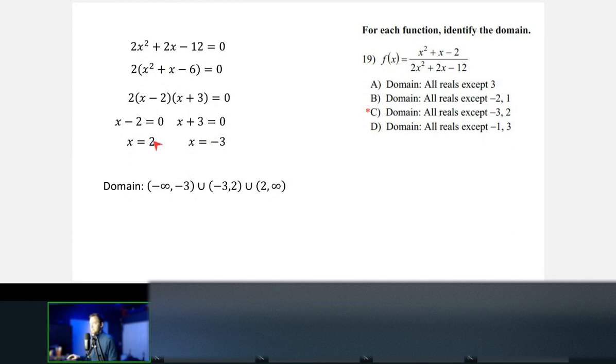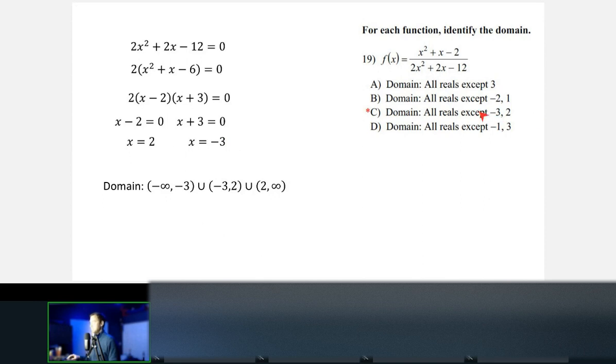So those are the values that we have either a VA, a vertical asymptote, or it's a hole. I didn't factor the top. We don't really care about that because remember, domain is derived from VAs and holes. Your domain is everything except those numbers, except 2 and -3. That's why it's all real numbers except for -3 and 2.